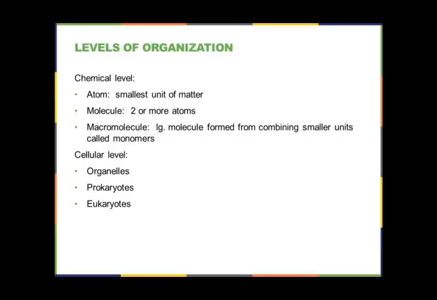On the cellular level, our cells are going to fall into two main categories: the prokaryotic cells or prokaryotes, and eukaryotic cells or eukaryotes. Your prokaryotic cells are going to be the simpler cells. They do not have any specialized organelles or membrane-bound compartments. What they do have is genetic material and a plasma membrane around the outside. Your eukaryotes are going to be more complex. They're going to have membrane-bound organelles. The organelles are specialized structures within the cell.